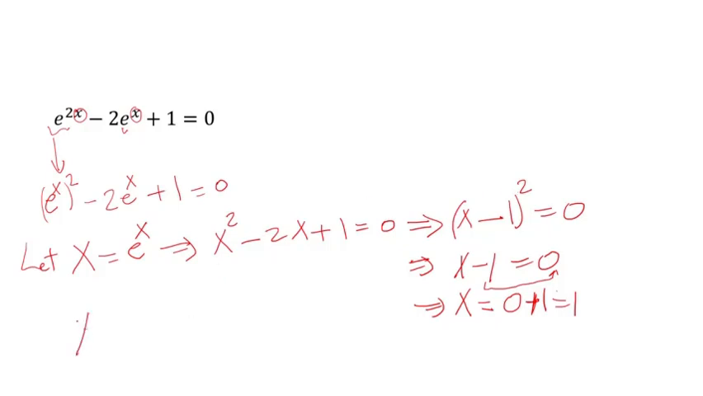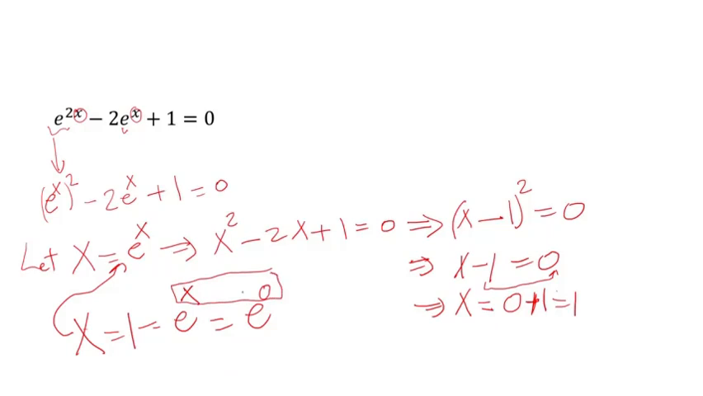So I go back to big X is equal to 1. And what is big X? It's e to the power of x. And we know e to the power of 0 is equal to 1. That means x is equal to 0.